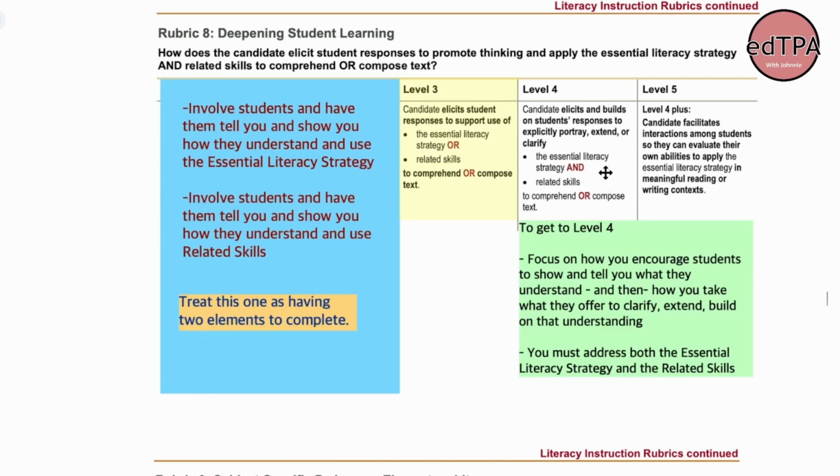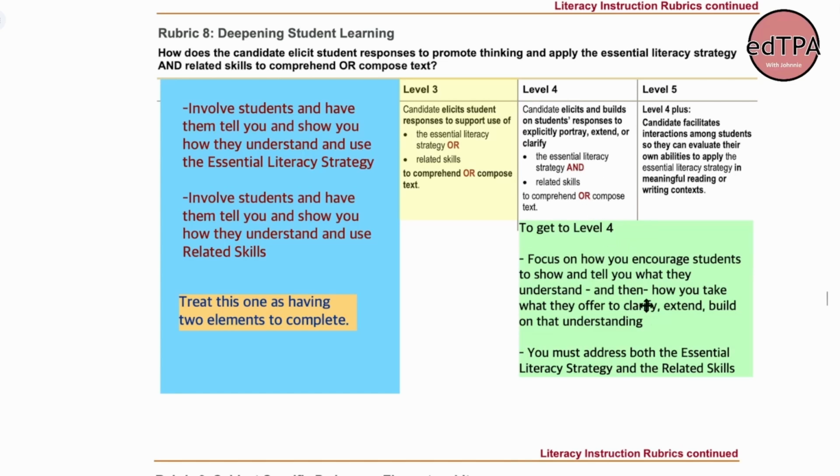To move to level 4, candidate elicits and builds on, pay attention to builds on, students' responses to explicitly portray, extend, or clarify essential literacy strategy and related skills to comprehend or compose text. So the difference here in level 4 is not just eliciting, it's also building on. It's not just essential literacy strategy or related skills, it's essential literacy strategy and related skills.